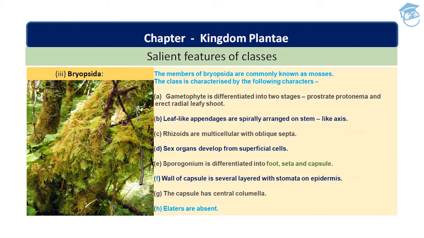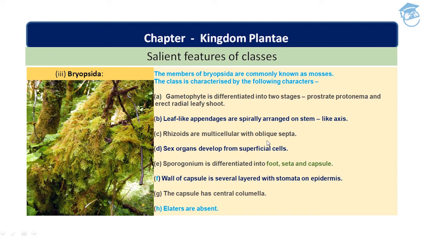They are commonly known as mosses. The class is characterized by the following characters. First, the gametophyte is differentiated into two stages: prostrate protonema and erect radial leafy shoot. Leaf-like appendages are spirally arranged on a stem-like axis. Rhizoids are multicellular with oblique septa.